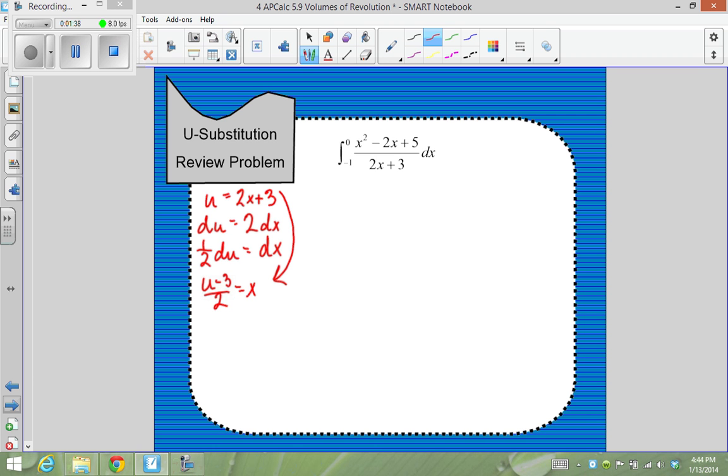All right, so I'm going to have an integral. X squared, x is (u minus 3) over 2, so ((u minus 3) over 2) squared, minus 2 times (u minus 3) over 2, plus 5, all over your 2x plus 3, which is the u, and then your dx is going to have a 1/2 du.